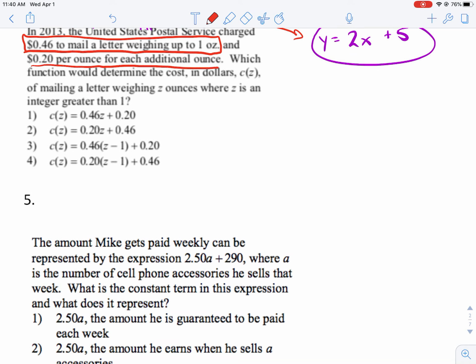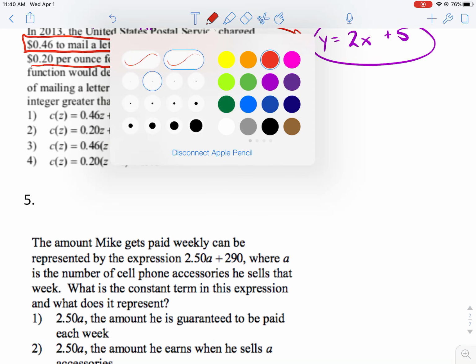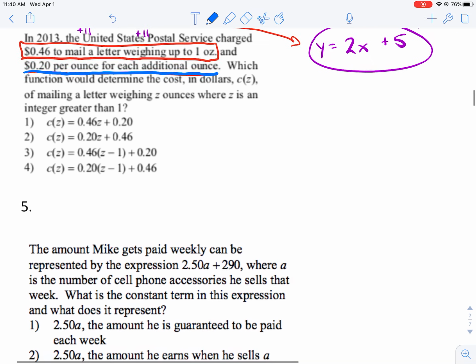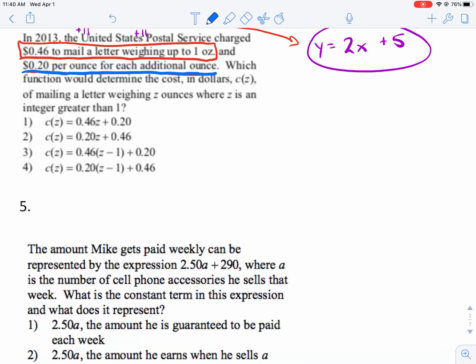Now, that's going to play into part later here, okay? And then it says, and 20 cents per ounce for each additional ounce. That's another key part here. Okay. Let me actually pull up a different color here. So this one does 20 cents per ounce for each additional ounce.